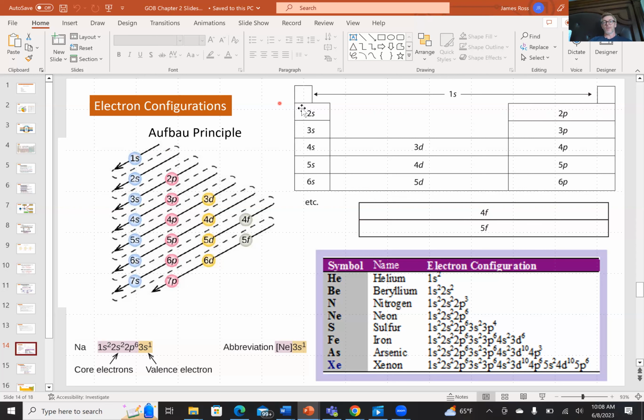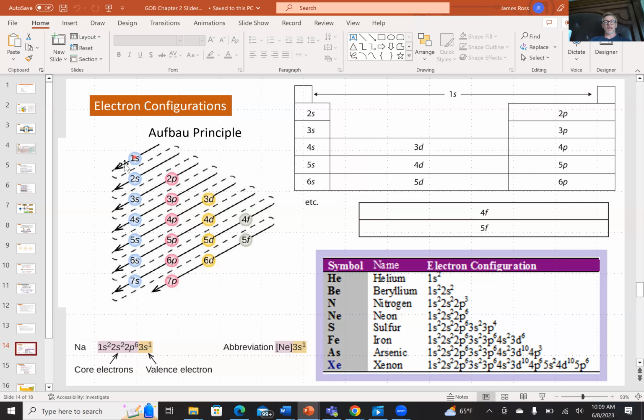The shells are the periods. So we have shell 1 or period 1, shell 2 or period 2, shell 3 or period 3. Now, something funny happens here. You've got shell 4, but then it goes to shell 3 and then shell 4 again. But we can accept this if we follow the Aufbau principle, which will give us the right order.